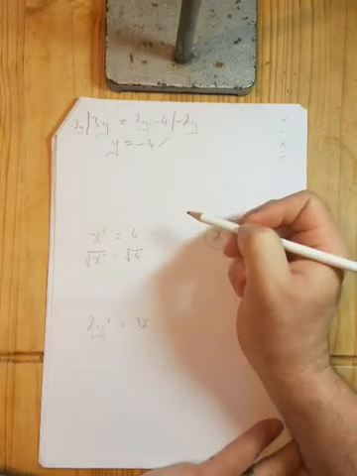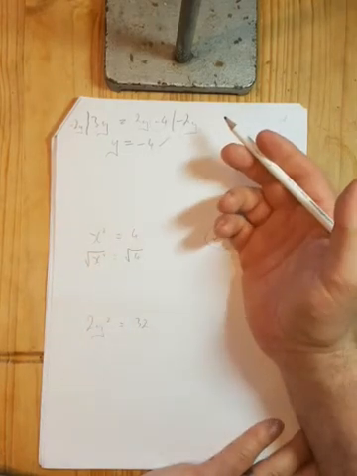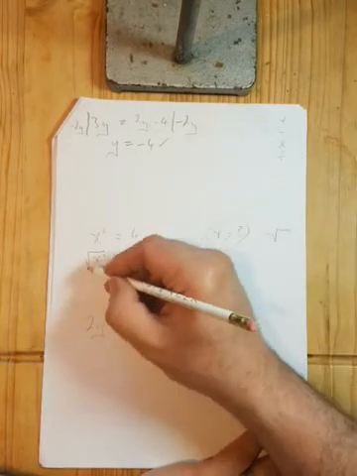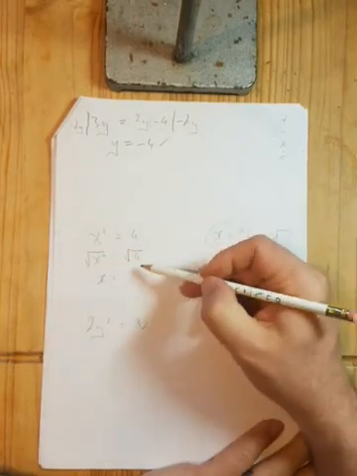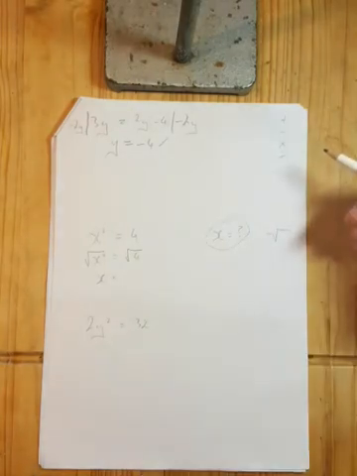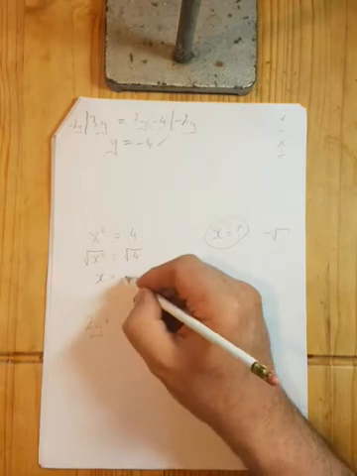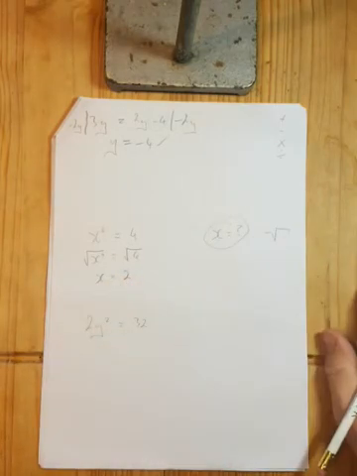Whatever I do to one side, I must do to the other. Well, the square root of x squared, the square root of any power of 2, is just the thing without the power. Okay, so I'm left with just x. And the square root of 4, what number when multiplied by itself gives me 4? The answer to that, folks, is 2.